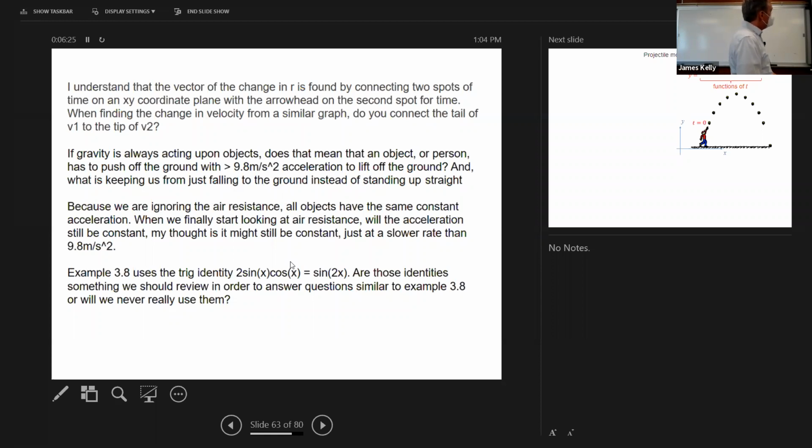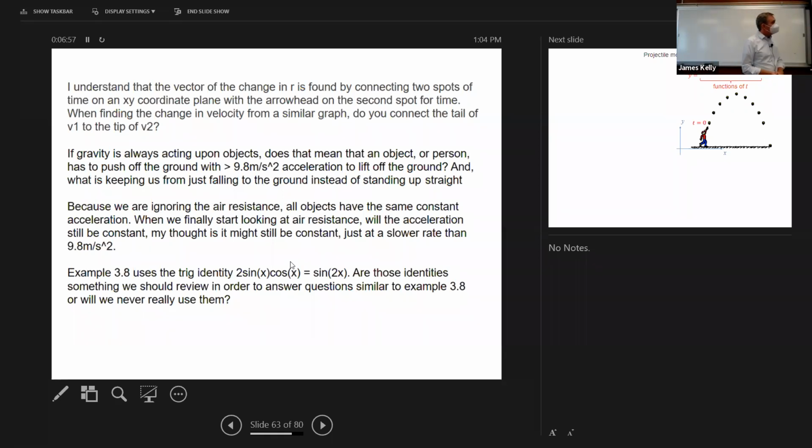Example 3.8, this is looking ahead to something we haven't really talked about yet, but 3.8 uses the trig identity 2 sine cosine equals the sine of 2 times the angle. Are these identities something we should review? No, you don't need to know these identities, and you don't really need to know how to get that range equation. And in fact, I am never going to pull the range equation out of a hat in the process of problem solving.